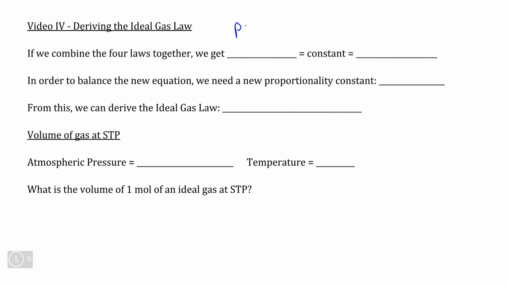Now, if we examine the relationships we've learned, we know that pressure and volume have an inverse relationship to each other because as we increase the amount of pressure that a gas is subjected to, that pushes gas particles closer together so that they occupy a lower volume.